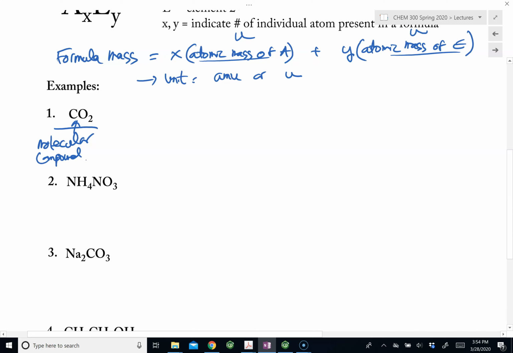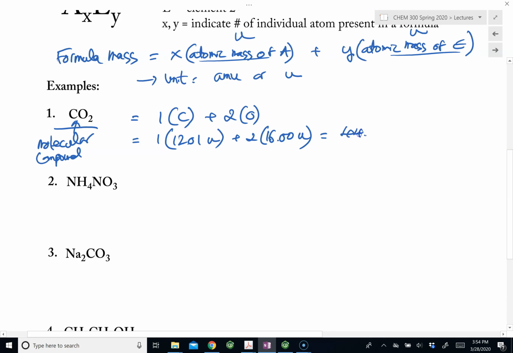And to find the mass of CO2, it will equal 1 carbon, and then there are 2 oxygen. And now we will plug in their individual masses. 1 carbon, each carbon has the mass of 12.01 U, and 2 oxygen, each oxygen is 16.00 U. And when we add them together, this equals 44.01 U. So that would be the molecular or the formula mass of CO2.